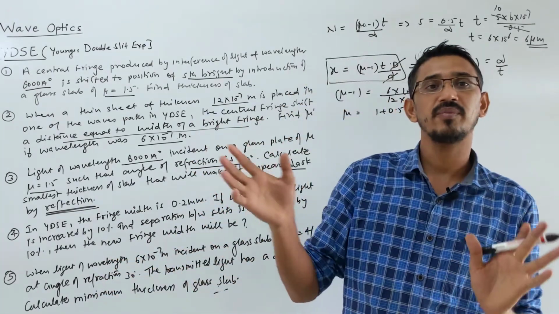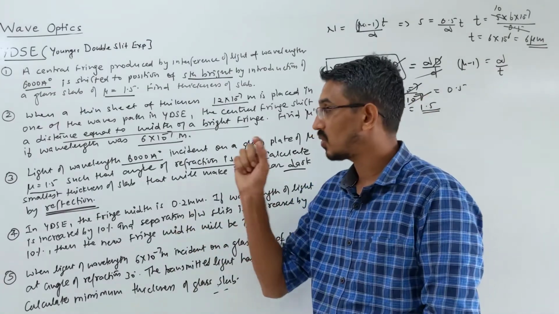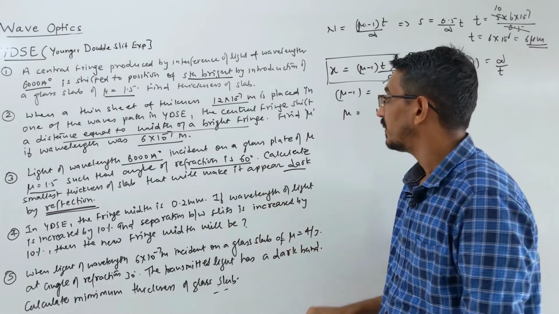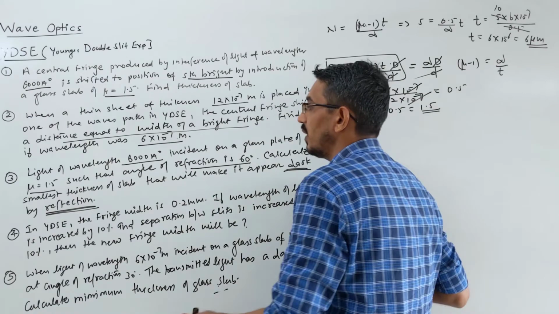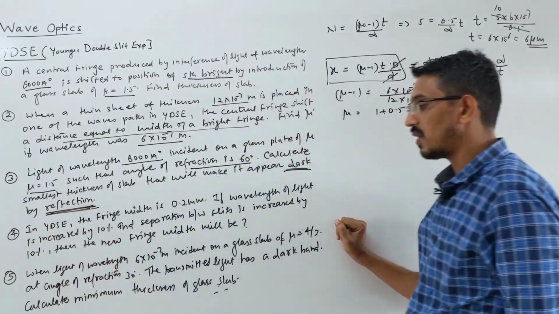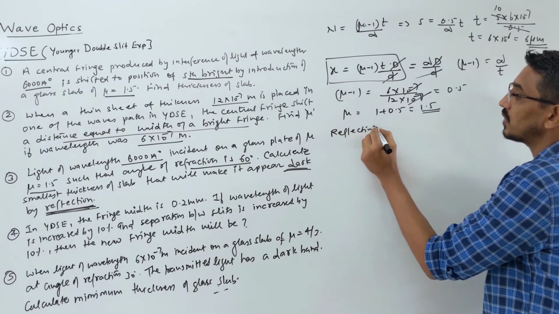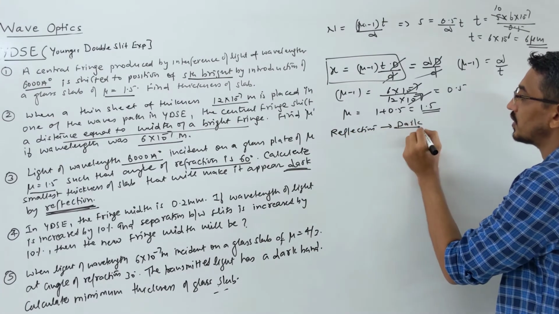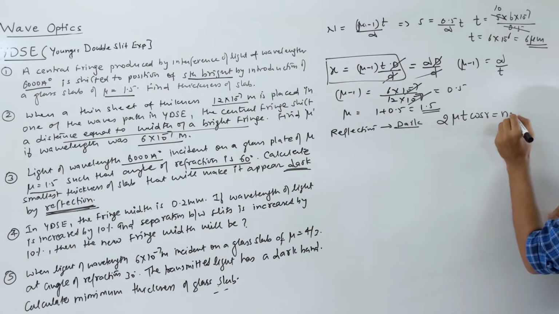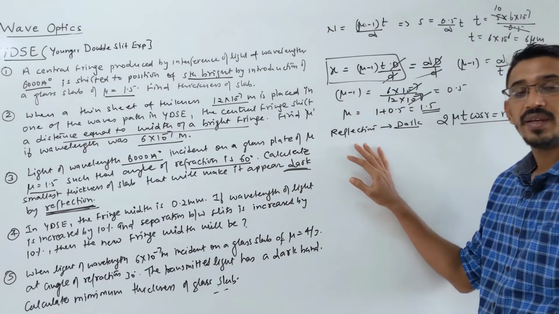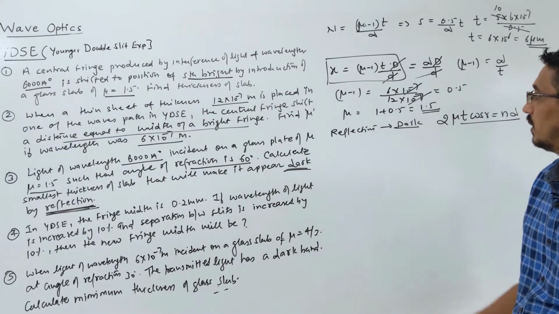I wrote dark and bright conditions for both. This type of question they have not asked so far in the NEET exam, but this topic is in the syllabus, keep in mind. So calculate the smallest thickness of the slab that will make it appear dark in the reflection case. First, what is the relation? In reflection, you want a dark fringe. The relation was 2 mu t cos r equals n lambda. This is the relation in reflection, and you want to make a dark fringe. Clear?